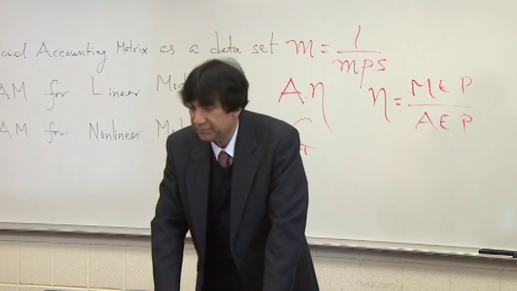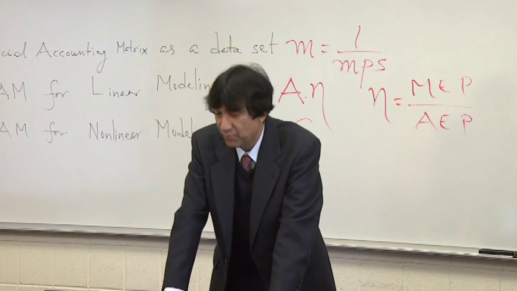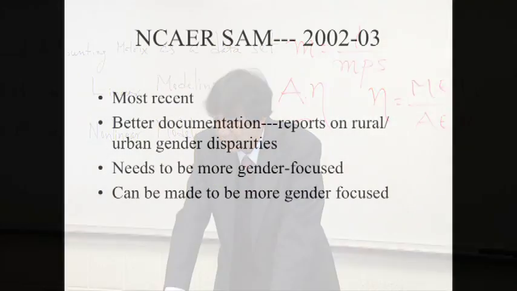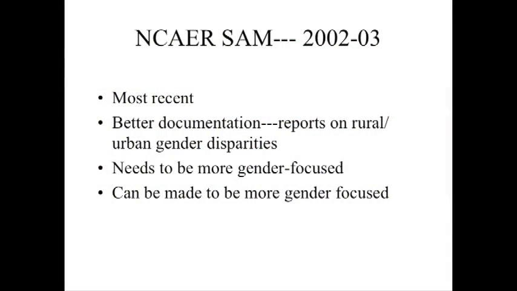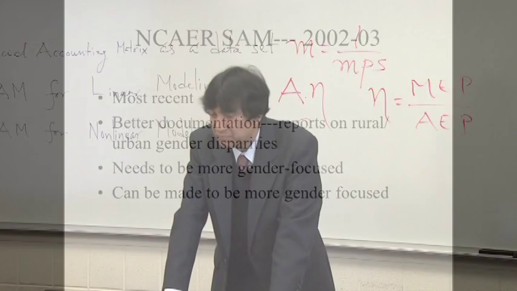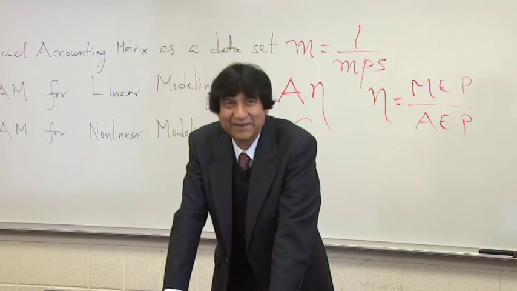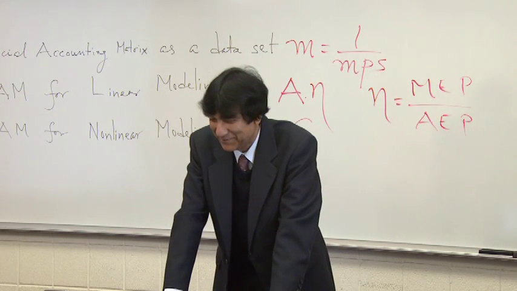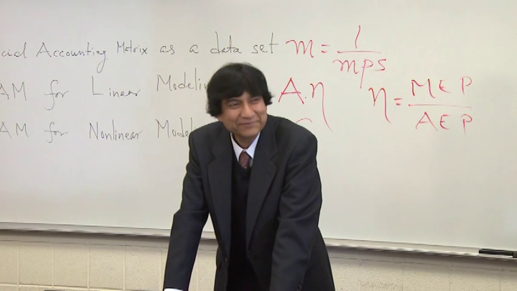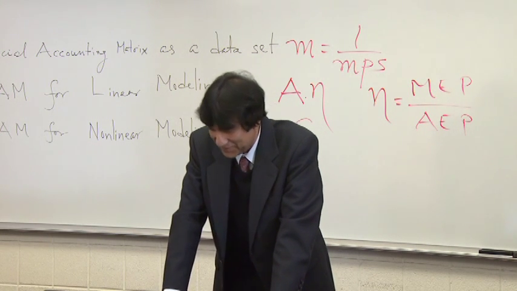Their more recent SAM, which is the one that I used in my modeling, has much better documentation, and it also reports on rural-urban gender disparities, but still needs to be more gender-focused. One of my fond wishes is that somebody would ask me how to do this right, and then I would tell them, and then they would let me work with them to make sure that we get it right.